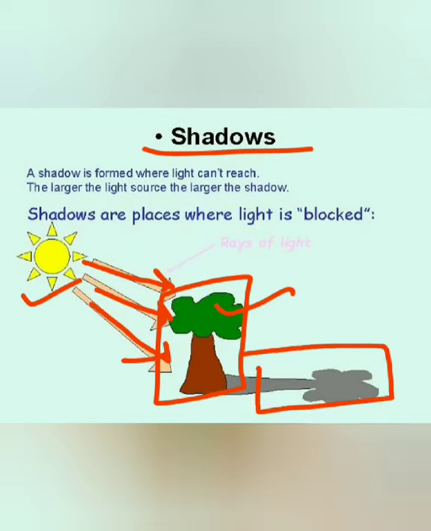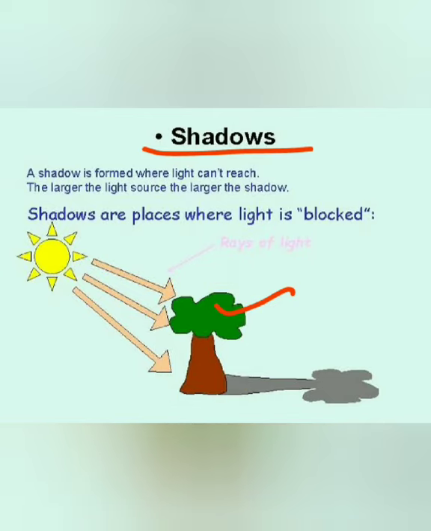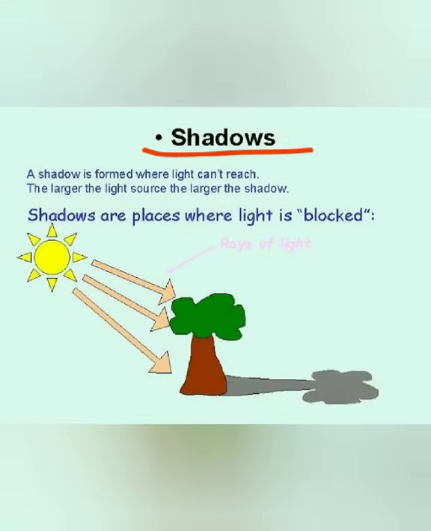So the dark region formed behind the object, so this is the object, and behind which a shadow is formed. So the dark region formed behind the object through which light cannot pass is a shadow.